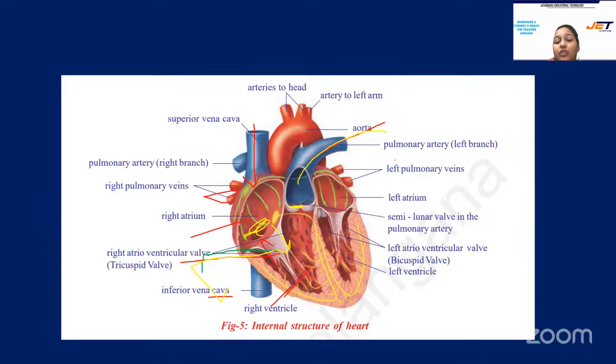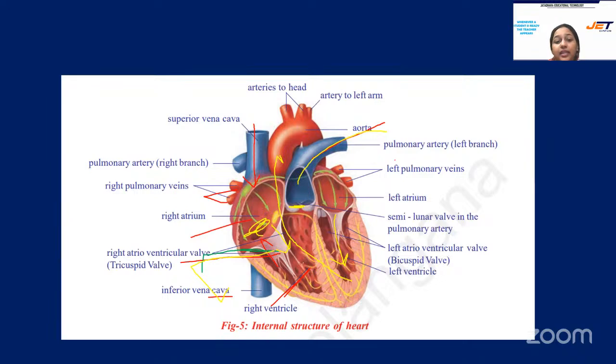Now this bicuspid valve will open, and the oxygenated blood will flow into the left ventricle. From the left ventricle, it will be pushed to the aorta, and the aorta will transport the oxygenated blood to the entire body parts. Understood? This is how the heart functions.